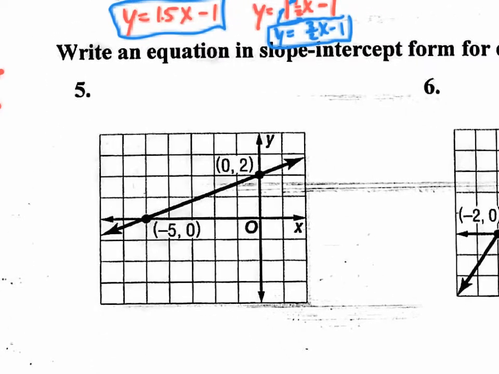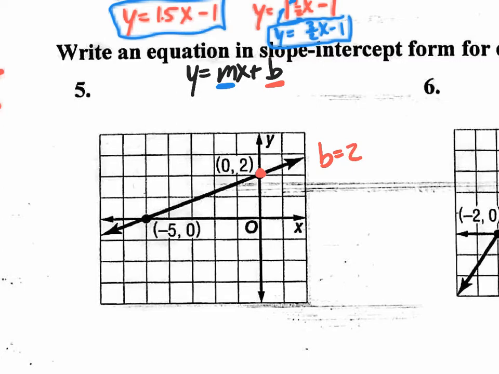Let's jump to number 5. Number 5 says write an equation in slope-intercept form. Okay, so what are the two things that we need to write an equation in slope-intercept form? That's right, we need a b value, and we also need an m value, the rise over run. So let's find the b value, that's the easiest one. Where does it cross? It crosses at 2, right? It crosses right here at 2. So I know that my b value is 2.